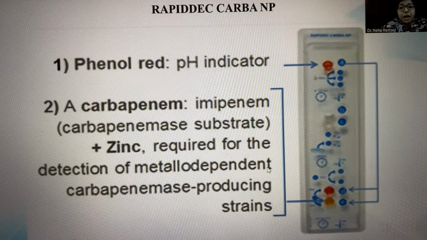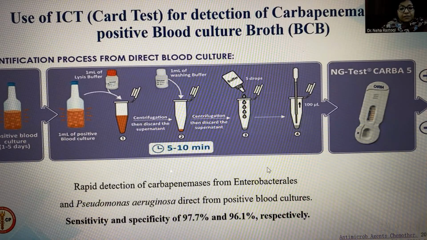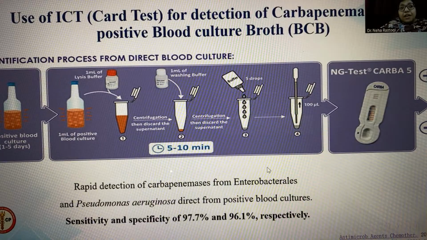On a similar basis, you have a Carba ID which is very well standardized, even by the ICMR guidelines. This is how it works from a direct blood culture. You have a positive blood culture bottle, you take 1 ml, put it on this card test, and then you can detect the kind of carbapenemase present in that particular isolate or sample. And if you see the sensitivity and specificity from a direct culture broth, it is quite good. It is more than 95% for both, which helps in rendering a rapid diagnostics of our resistance mechanism.